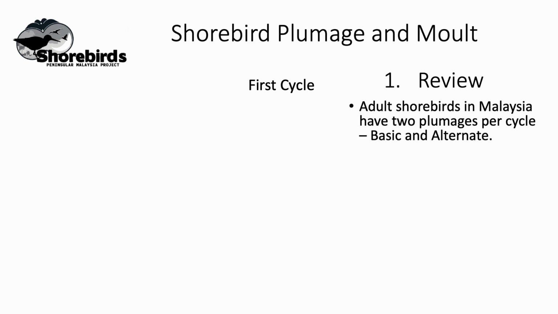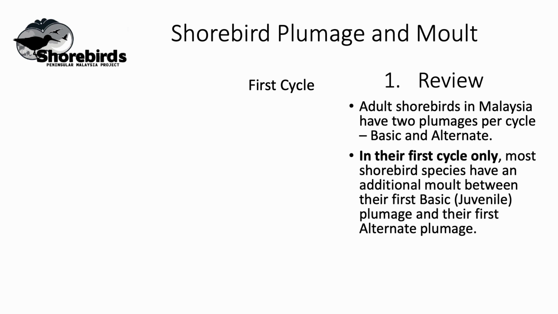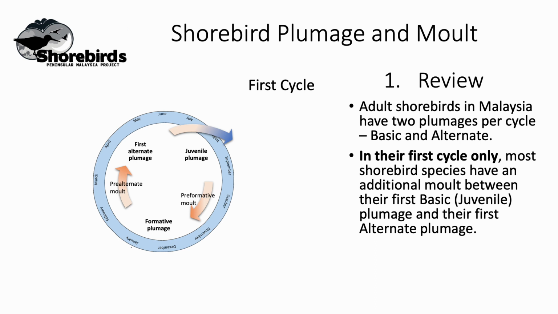In the first cycle of a bird's life, and only in the first cycle, most shorebird species have an additional molt between their first basic plumage, i.e. the juvenile plumage, and their first alternate plumage. If we have a look at this diagram here of the first cycle of a shorebird's life, which is from the first of this 4-part series, then you will see formative plumage is the plumage which occurs between juvenile plumage and first alternate plumage in most shorebirds.